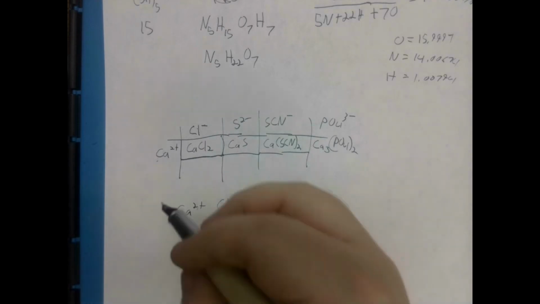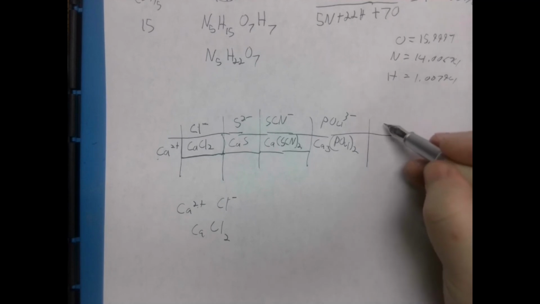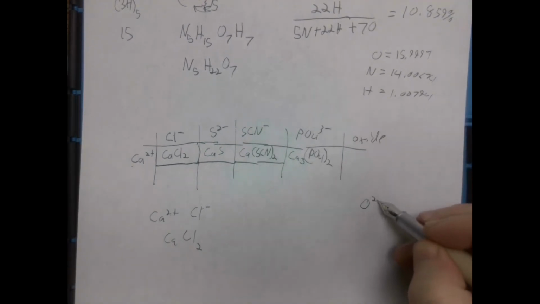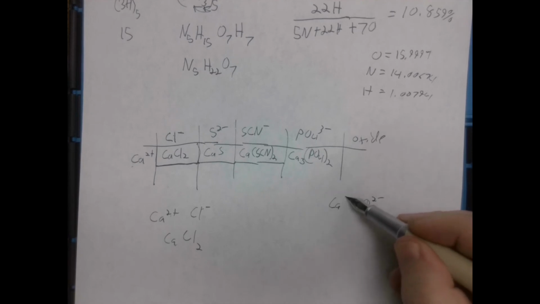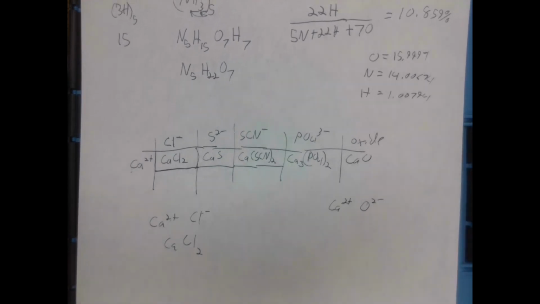In this table, I'll also have names. So I might do, instead of formula, I might do oxide. So calcium oxide, well, I know oxide is O2 negative. Calcium is Ca2 plus, so that's a 1-to-1. So CaO. You are not going to be given this table.